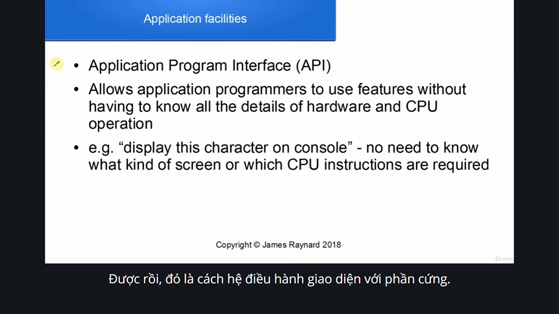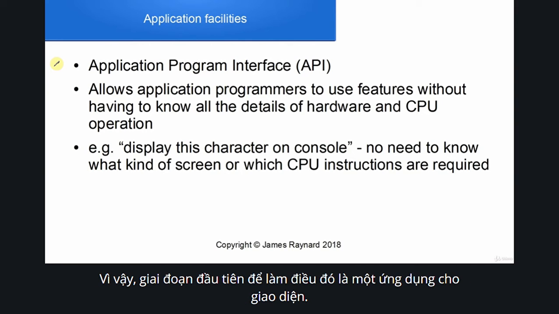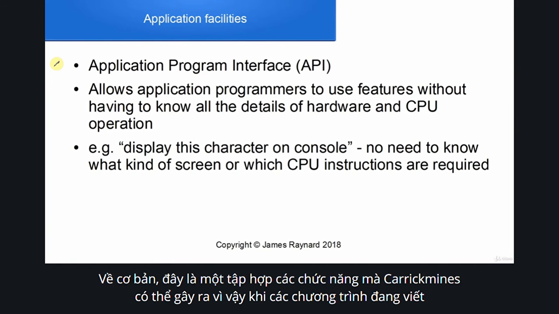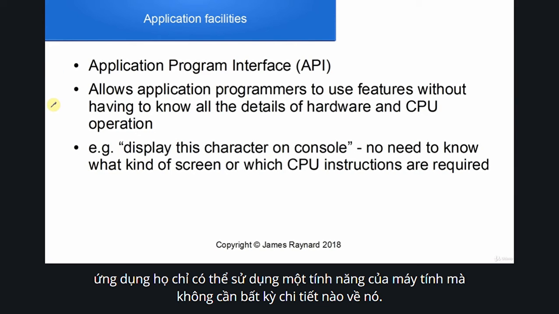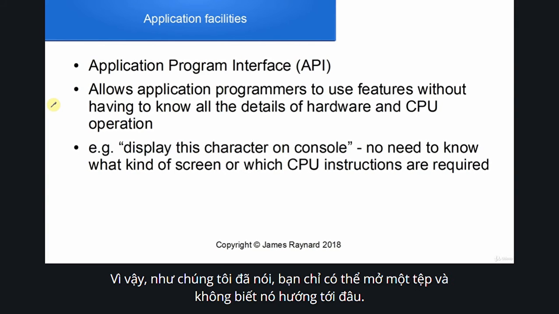Okay, so that's how operating systems interface to hardware. They also need to interface to human beings. So the first stage in doing that is something called an application program interface. These are basically a set of functions which programmers can call. So when programmers are writing an application, they can just use a feature of the computer without needing to know any details about it. So as we said, you can just open a file and not know where it's stored.